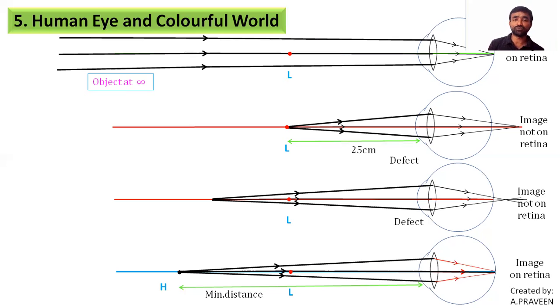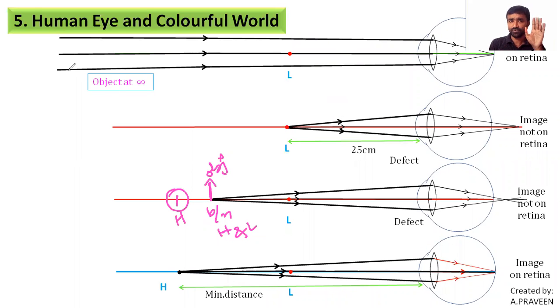Look at the middle two diagrams. If you place the object at L, the image is not on the retina, it is beyond. If you place the object between H and L, just imagine this point as H, so here the object is between H and L. In this case also the object is invisible to the person. If the object is located between the near point and the least distance of distant vision, the person with this defect is unable to see. Then what to do? If the object is placed at L, that must be brought to H.